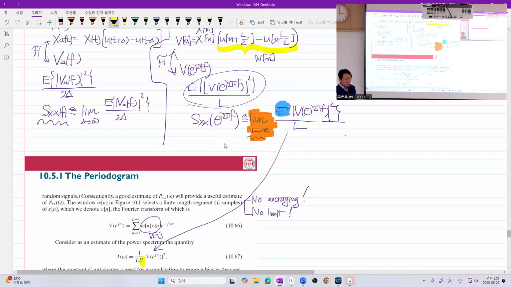And as we will see in the next subsection, if we do some periodogram averaging, then the bias becomes smaller and smaller. So that's okay. Anyway, as I wrote here, no averaging and no limit, but just scaling to make it unbiased. Got it?